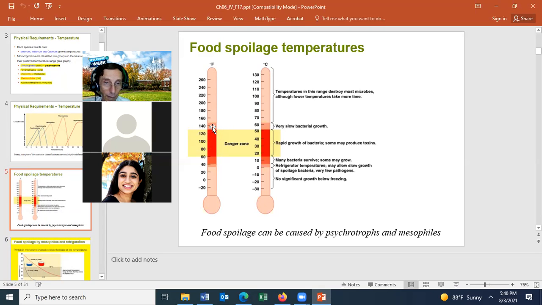I'm not sure what would be an example. A refrigerator that's too warm could be at 45 degrees, for example, and the bacteria can grow, just slower. Anyways, if the food is kept at the wrong temperature for too long, food spoilage may occur.